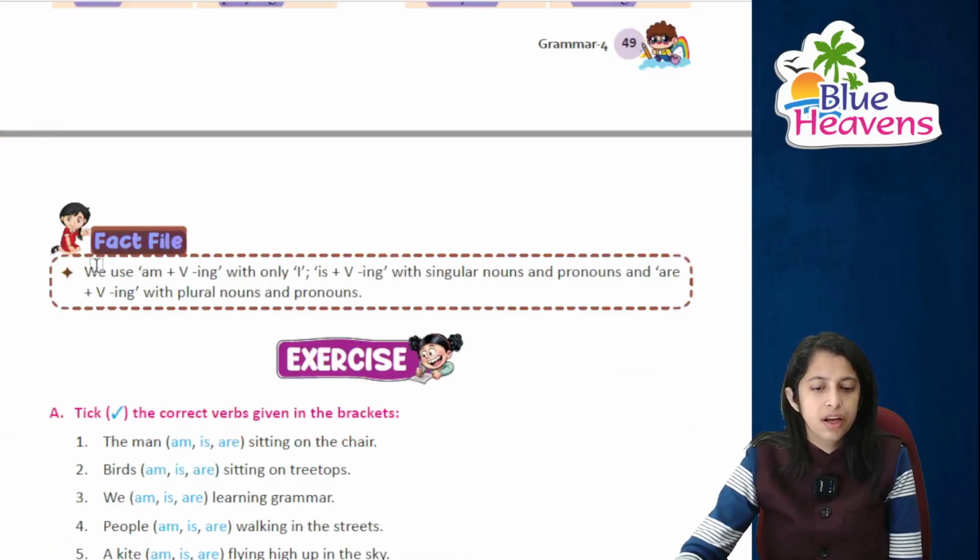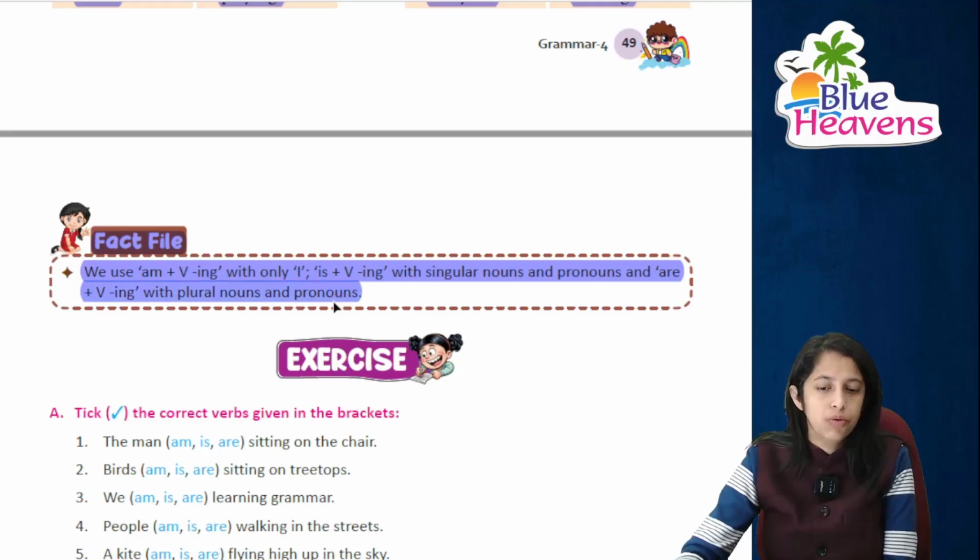There is a fact file that we use am plus v plus ing, with the verb's ing, and only with I, we will use am. And is: it is used with the singular as well as the plural noun. And are, what is it? v plus ing, you can say, मतलब v के साथ ing और plural form के लिए use होगा.